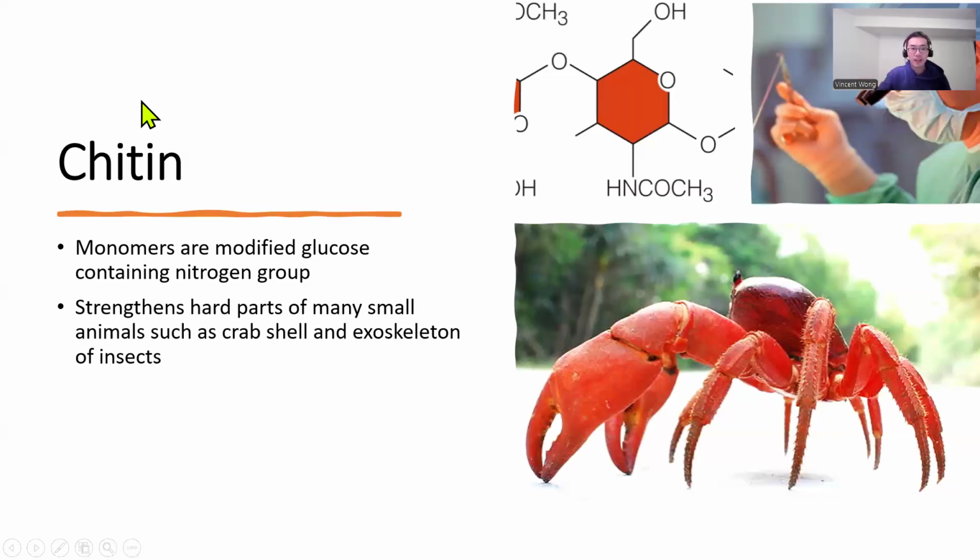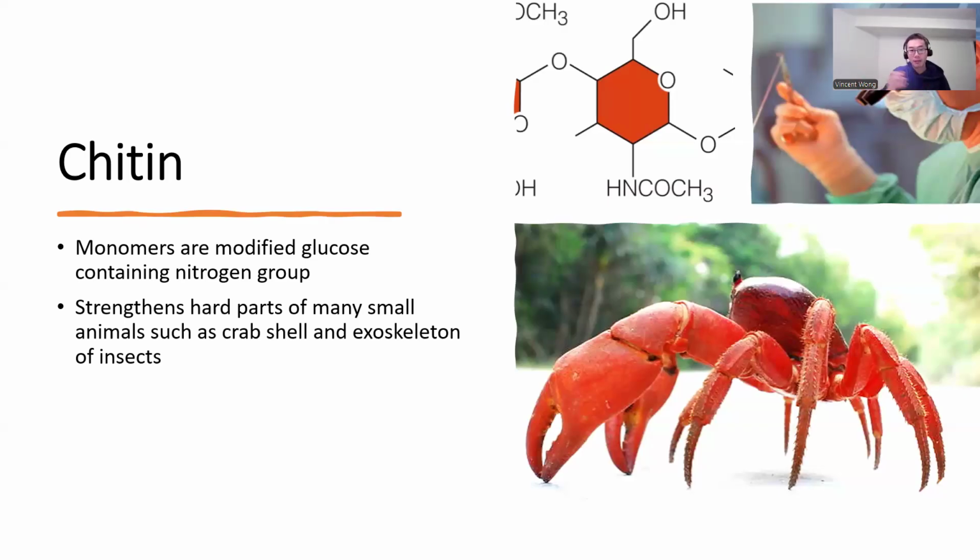We have figured out a way to use chitin to make surgical threads. If you have removed your wisdom teeth or whatever, they stitch you up with chitin nowadays. And because it's an organic molecule, the chitin is biodegradable. It will melt in your mouth, right? And it allows your wound to heal faster and heal better.